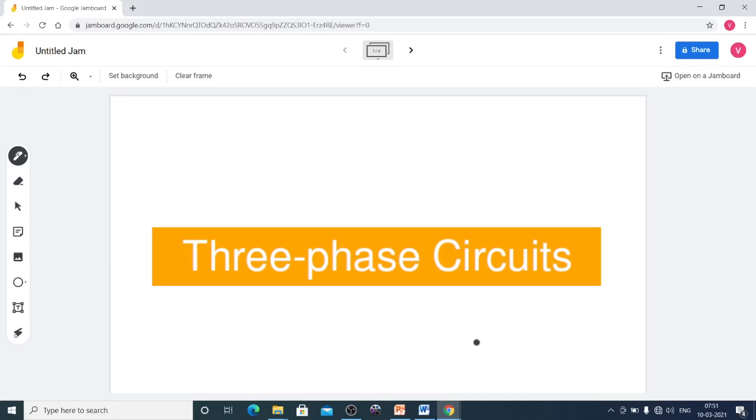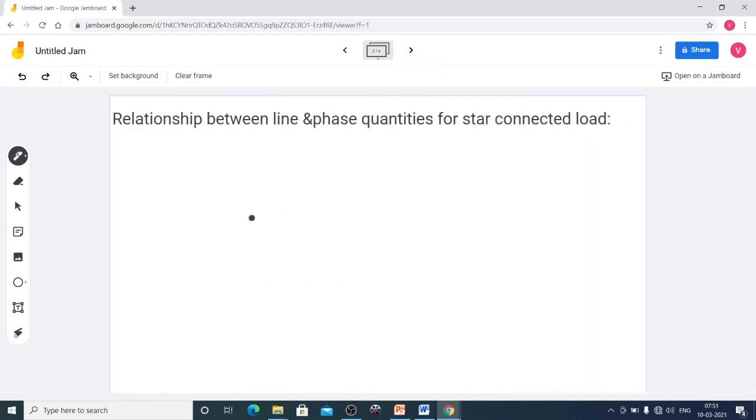Hello everyone. Today our topic is the relationship between the line voltages and phase voltages and currents in three-phase circuits. Today we will discuss the relationship between the line and phase quantities for the star connected load. So I'm drawing the star connected load.